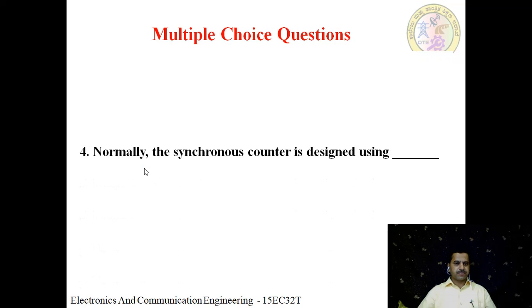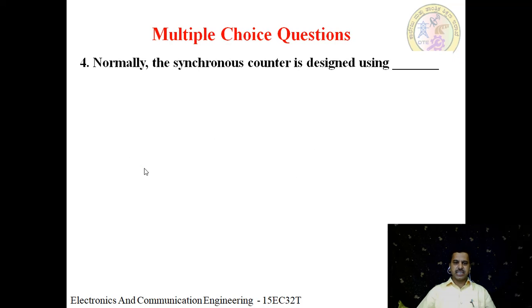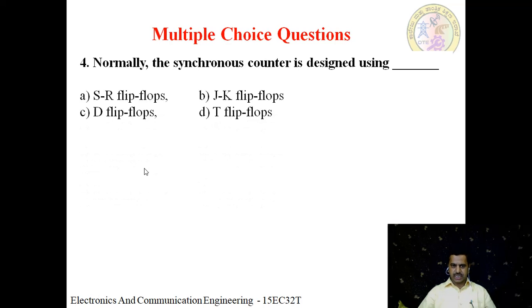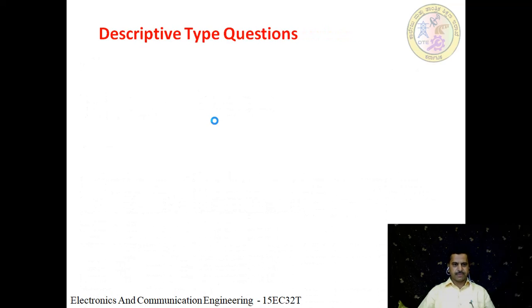Next question. Synchronous counters, as I told you, or asynchronous counters, are normally designed using the JK flip-flop because it eliminates the race around condition. Sometimes we also prefer the T flip-flop over the JK flip-flop. Most of the time the counters are designed using the JK flip-flop.